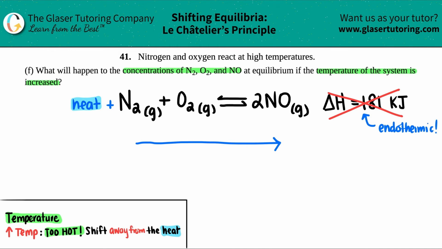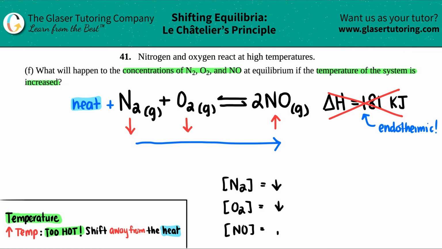Now we can just say what's happening with the concentrations just by this arrow. If you're going this way, you're going to make more of your products and less of your reactants. So the N2 will decrease, the O2 will drop because these are both reactants, and this will increase. And that is basically your answer. So the concentration of N2 will decrease, the concentration of O2 would also decrease, but the concentration of NO would increase, and that is your final answer.